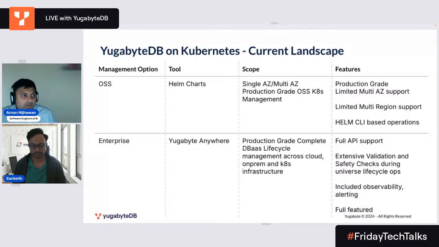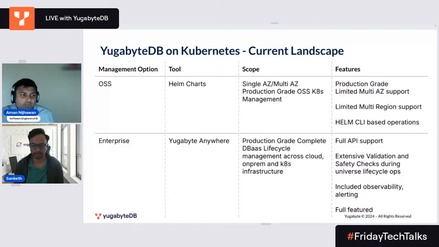When we talk about Yugabyte DB on Kubernetes, what is the current landscape and how do we manage it? On the OSS side, we have Helm charts, and on the enterprise side, we have Yugabyte Anywhere. Yugabyte Anywhere is an enterprise solution. It's production grade, with full DB lifecycle management across many different substrates. It has extensive validation and safety checking, including observability and alerting. It is full featured on the enterprise side.